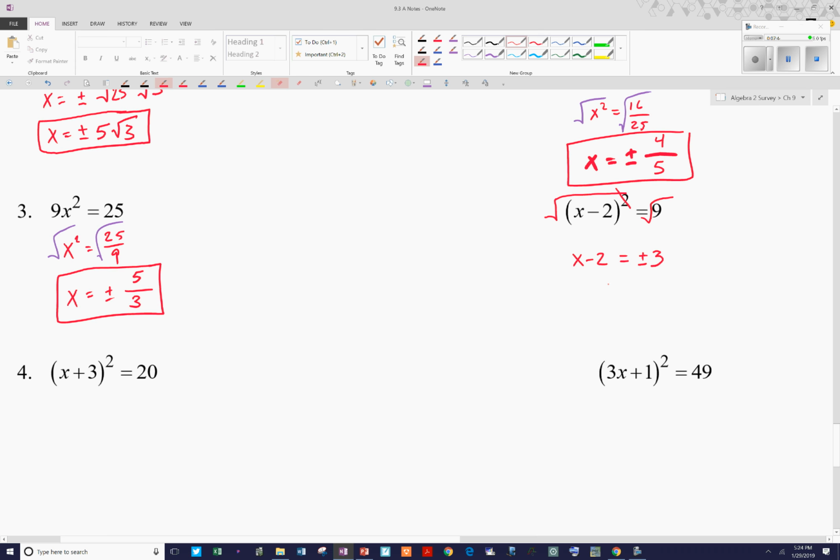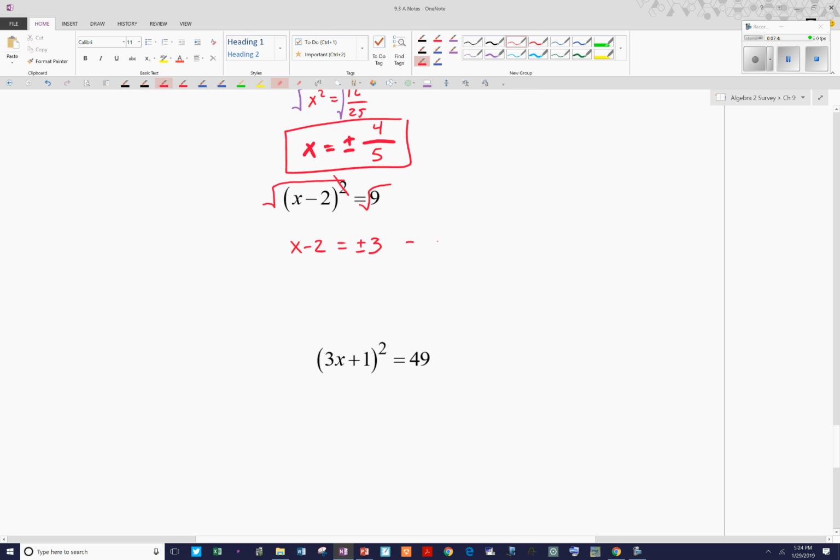All right, so what we have now is two separate equations that we need to solve. I'm going to come this way because I don't have really that much room going down. First equation is going to be that x minus 2 equal to negative 3. And then the second equation is going to be that x minus 2 equal to the positive 3. So I just took that positive negative 3 and I separated it and put 1 in each of the equations. Now we solve each of these separately.